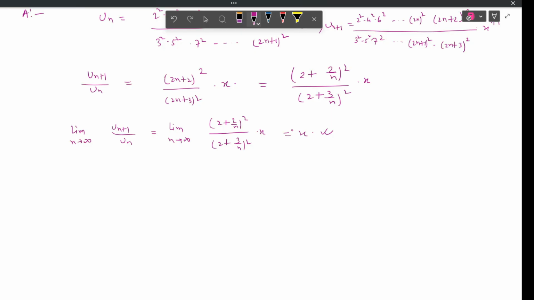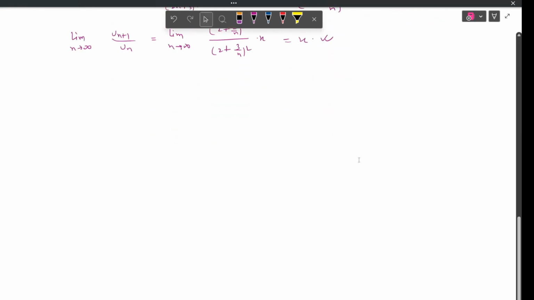Okay, now let us move forward to our third test, which is Cauchy's root test.